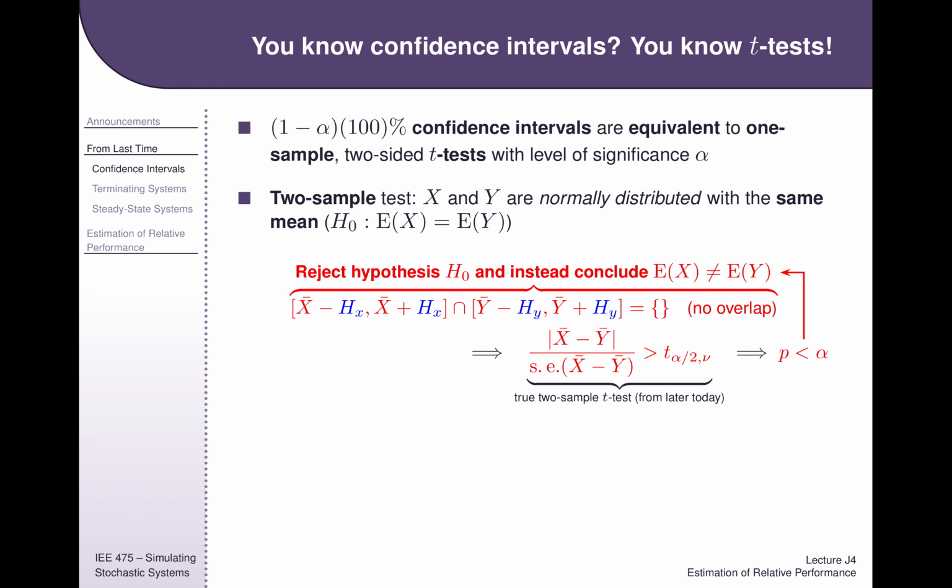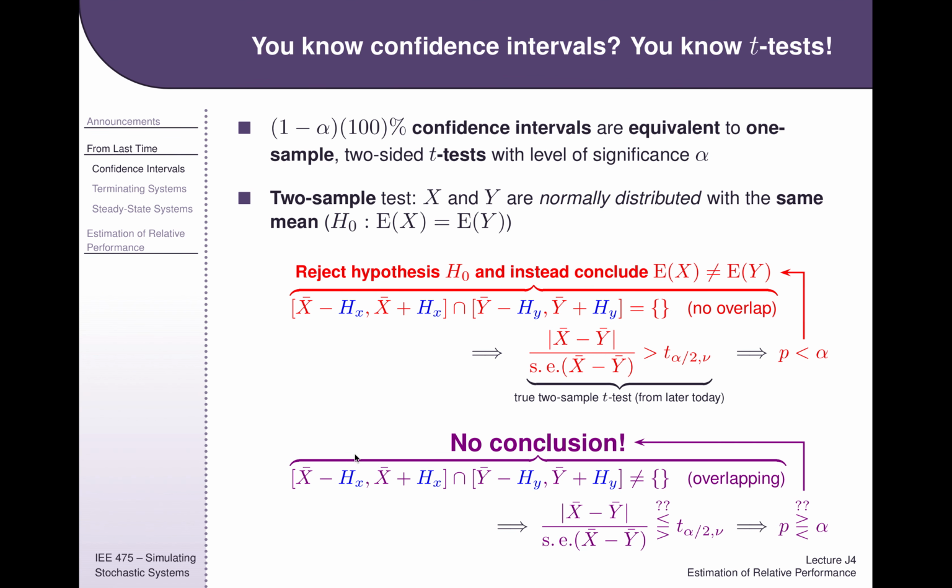And so there's no if and only if here. Notice that I'm purely implying in one direction. If you have a confidence interval for x and it does not overlap with the confidence interval for y, then we can assume that if we were to have done the true two-sample t-test, we would have gotten a p-value less than alpha, and we would have concluded that we reject the hypothesis that these two are equal.